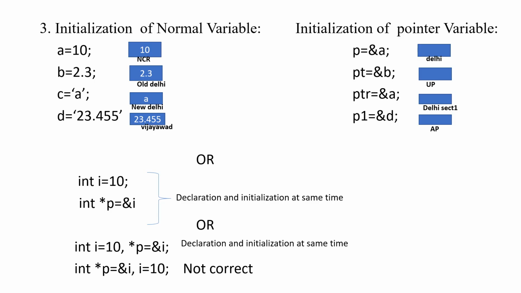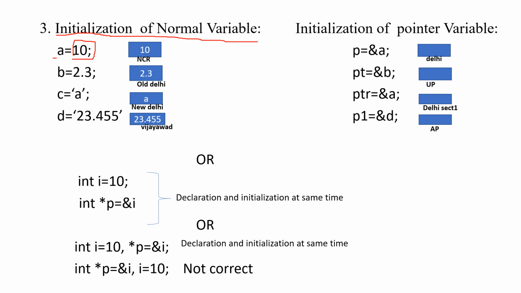So now we'll see the initialization of the normal variable. So far we have learned the declaration and the size of the normal variable and the pointer variable. Now we'll see the initialization. Initialization is nothing but you are going to initialize some value. Previously you have seen that we have just written int a. We haven't given any value, which means we have just purchased the land and we haven't created any building.